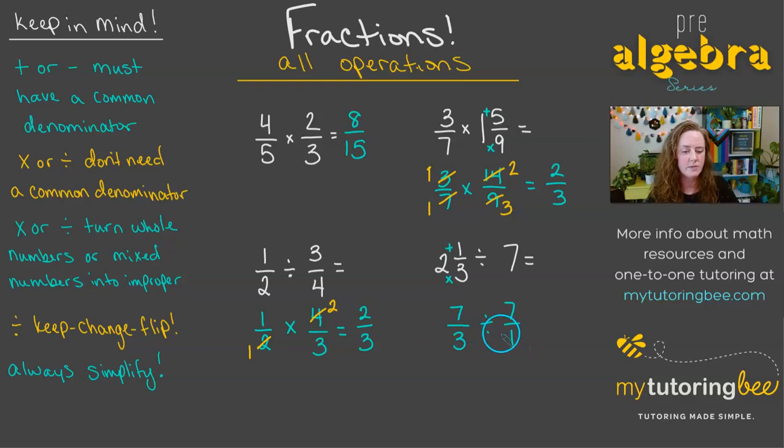Okay, it's still a division problem, so we do need to do the keep, change, flip. So I'm going to keep 7 thirds. I'm going to change that to multiplication, and I'm going to flip the second fraction. We can do some cross canceling. So 7 goes into 7 once, 7 goes into 7 once. So that makes it a little bit easier for us to go ahead and multiply. So 1 times 1 is 1, and 1 times 3 is 3.